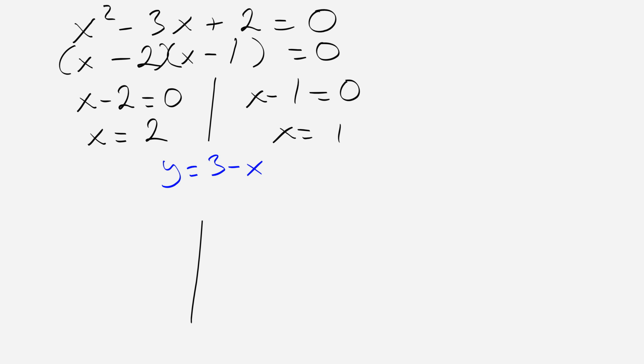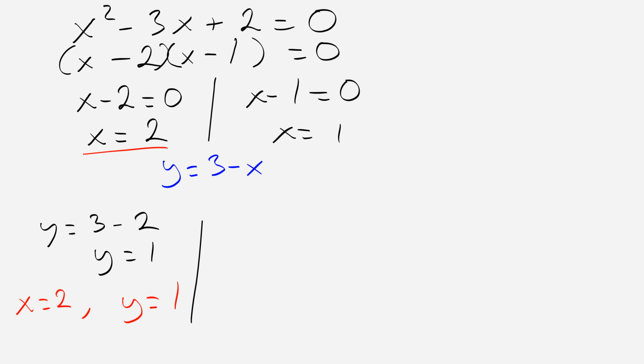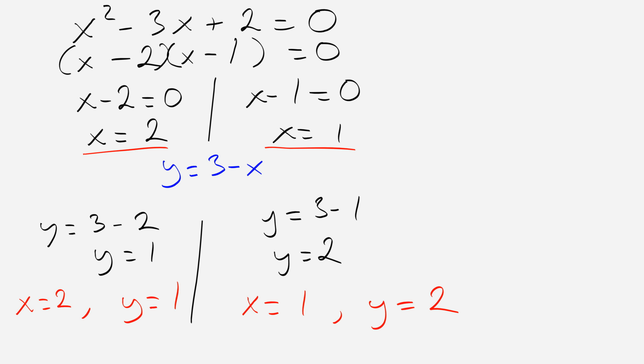And this would allow me to get my two solutions. So in the first case, when x was 2, we can say y is equal to 3 minus 2, y is equal to 1. So that gives me the solution x is equal to 2 when y is equal to 1. And then in the second case over here, we had x is equal to 1. So we'd have y is equal to 3 minus 1, y is equal to 2. So the solution in this case is when x is equal to 1, y is equal to 2.